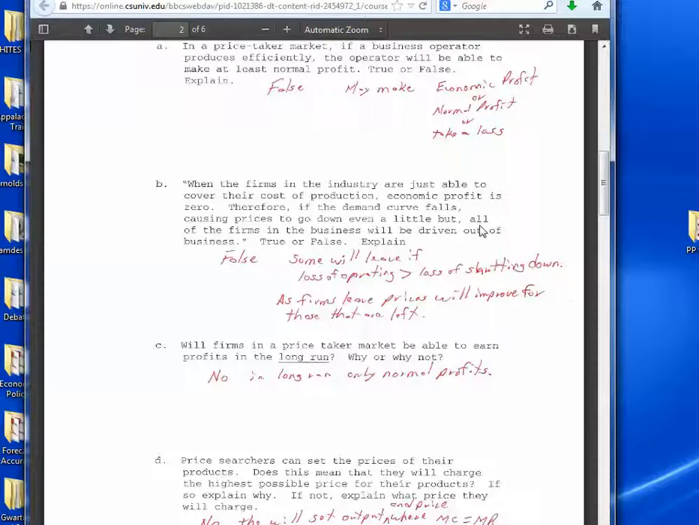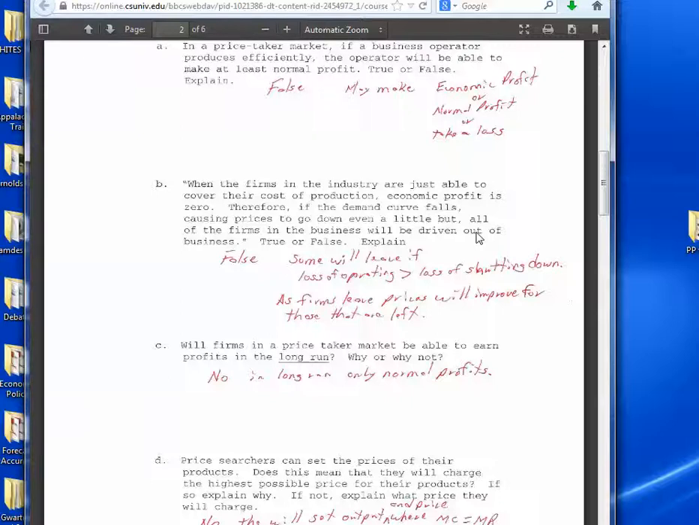And then in part B, when the firms in the industry are just able to cover their cost of production, economic profit is zero. Therefore, if the demand curve falls, causing prices to go down even a little, all of the firms in the business will be driven out of business. True or false? Okay, so that's false. Oftentimes you see that in the media or in trade associations talking about how they need protection.